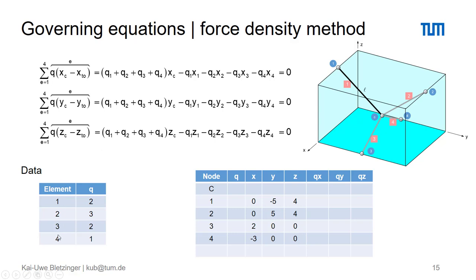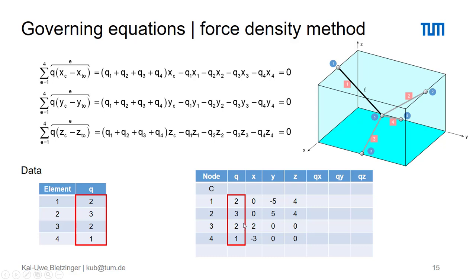We start here with the four elements, giving individual force densities for these elements. I simply pick some numbers, 2, 3, 2, 1. You can easily take something else. Then we have a second table referring to the nodes, node 1 to 4, where we have the coordinates of these nodes. These are simply the coordinates of these vertices. Then we have to take these products, the q times the x. That's why I also transfer these q's here in this table.